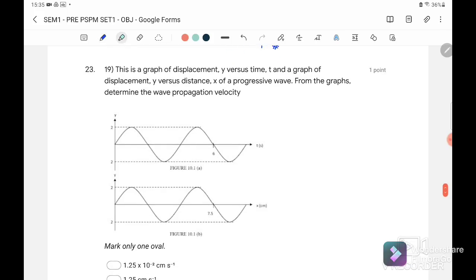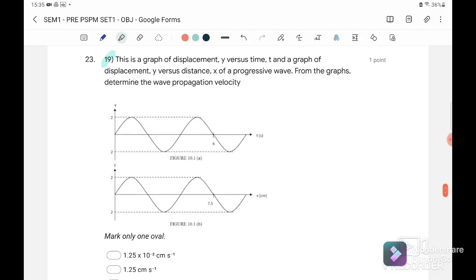Okay, next, question number 19. Question 19 is from chapter 10, where we have 5 questions. This is the graph. The first one is y versus t, the second one is y versus x. Determine the wave propagation velocity. The wave propagation velocity equation is equal to f lambda. From the graph we need to find the value for the frequency and also the wavelength.